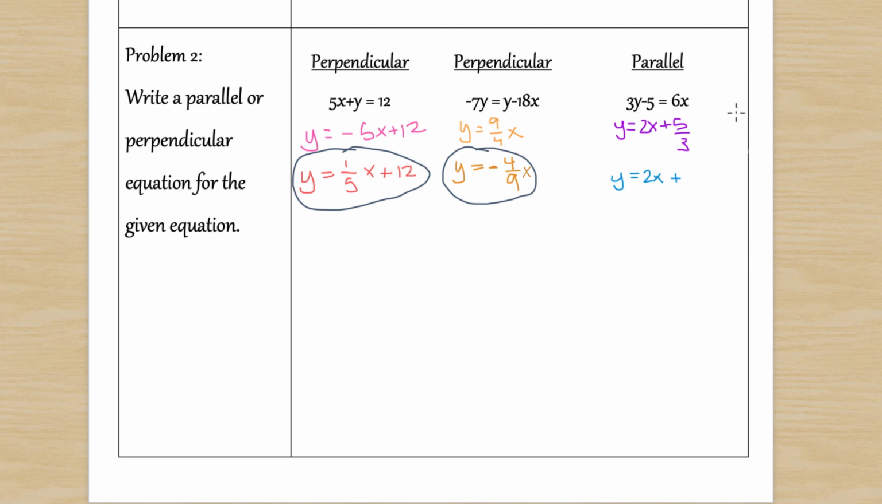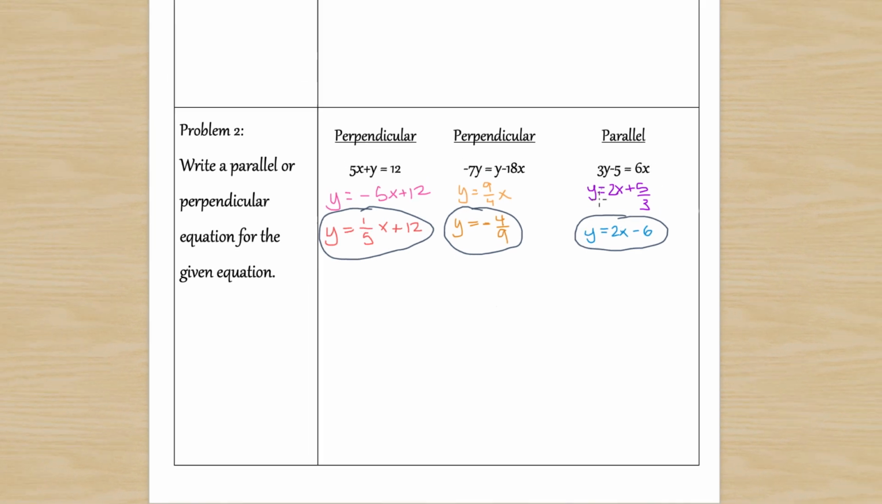So I could write 6, I could write 54, I could write anything I want. I don't even have to write plus. I could write y is equal to 2x minus 6, for example. So I'll stay with that, and this could be one of our answers for a parallel line.